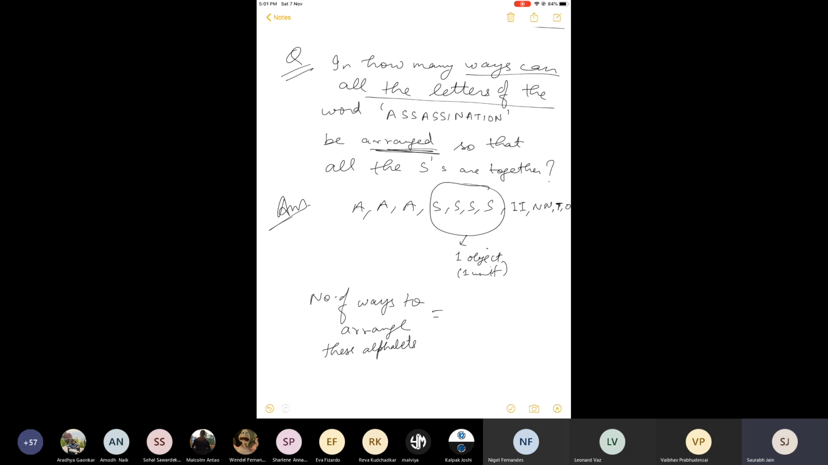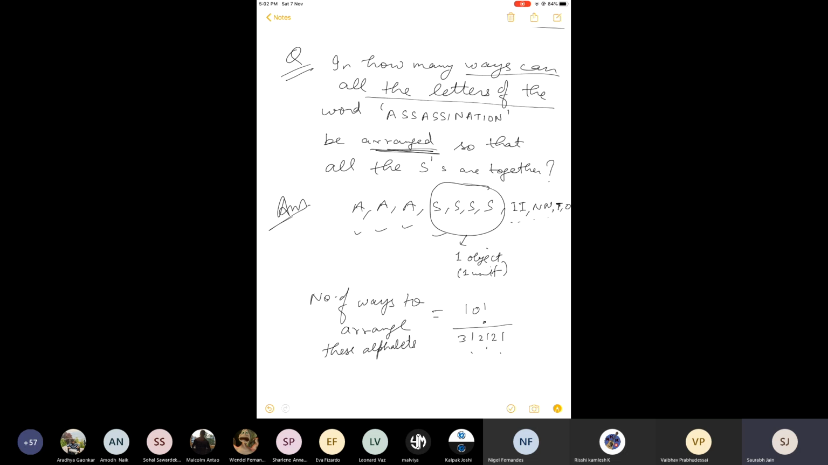So 9 factorial. Wait a minute. 1, 2, 3, 4, 5, 6, 7, 8, 9, 10. 10 or 9? Yes, sorry, sir. 10 factorial. Alright, 10 factorial. Then what else? So divide by 3 factorial, 2 factorial, and 2 factorial.